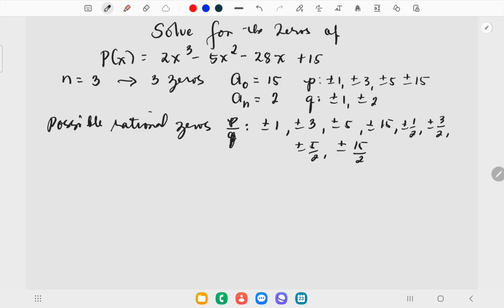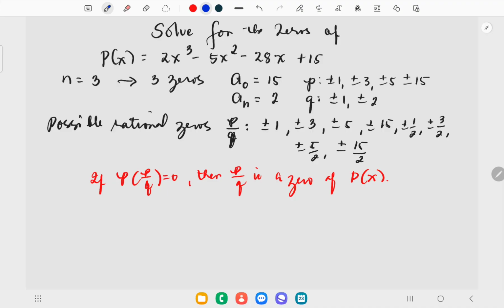These are all the different possible rational zeros, but we are only looking for 3. Which of these possibilities are the zeros of P of x? We have to consider again that if P divided by Q evaluated in P of x is equal to 0, that is the only time that we can say that P divided by Q is a zero of P of x. So we start evaluating, or we can also make use of synthetic division.